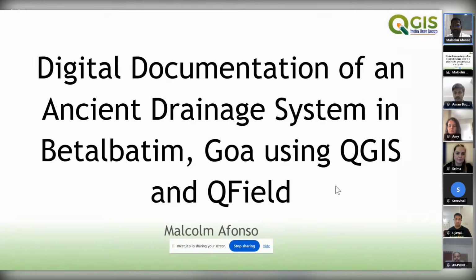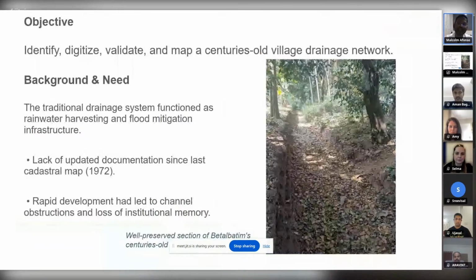So let's just move to the drainage system now. So in Batalbati, there is this drainage system, which you can see in the image over here. It has been in existence for an estimated more than thousands of years. Okay, and it's supposed to be a flood mitigation system, but over time, the memory of these systems has been fading. Even with the village elders, it's been fading, and as a result, these drainages themselves are now under threat of encroachment, blockages, and all.